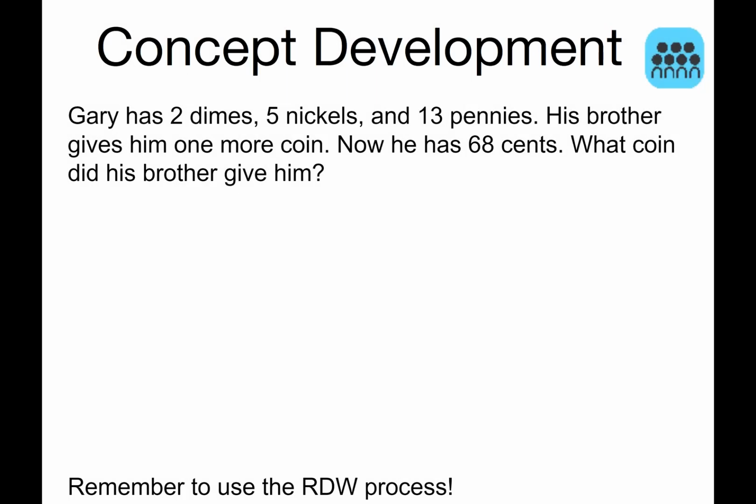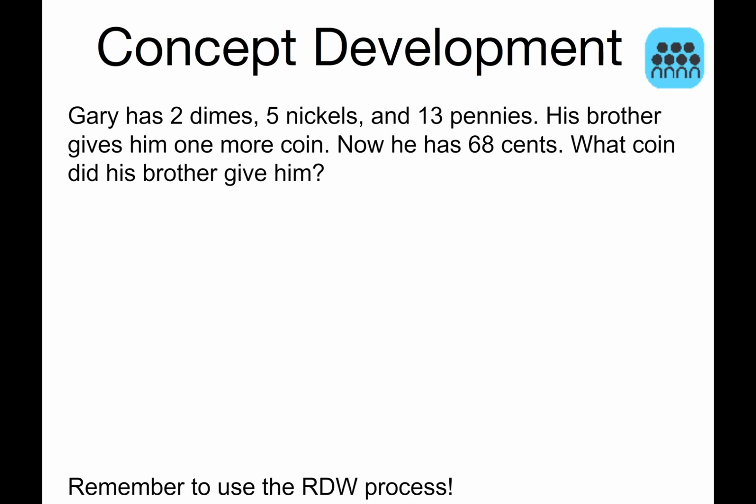Now, Gary has 2 dimes, 5 nickels, and 13 pennies. His brother gives him one more coin. Now he has 68 cents. What coin did his brother give him? So we might want to draw or take our coins if we have actual coins.